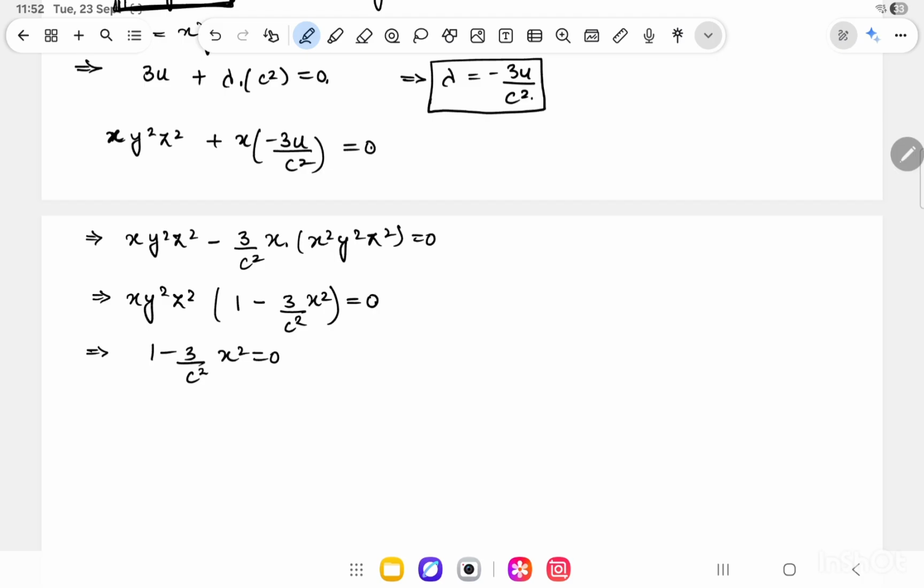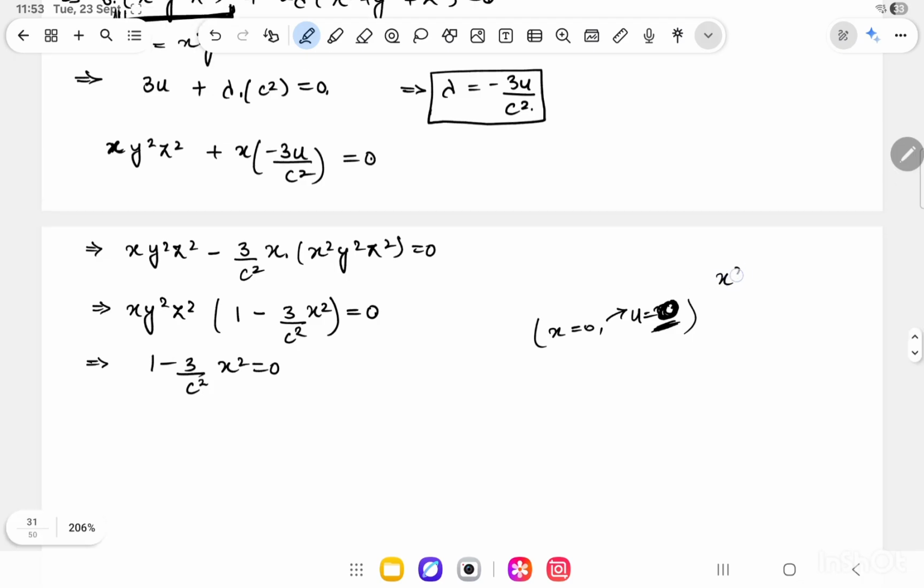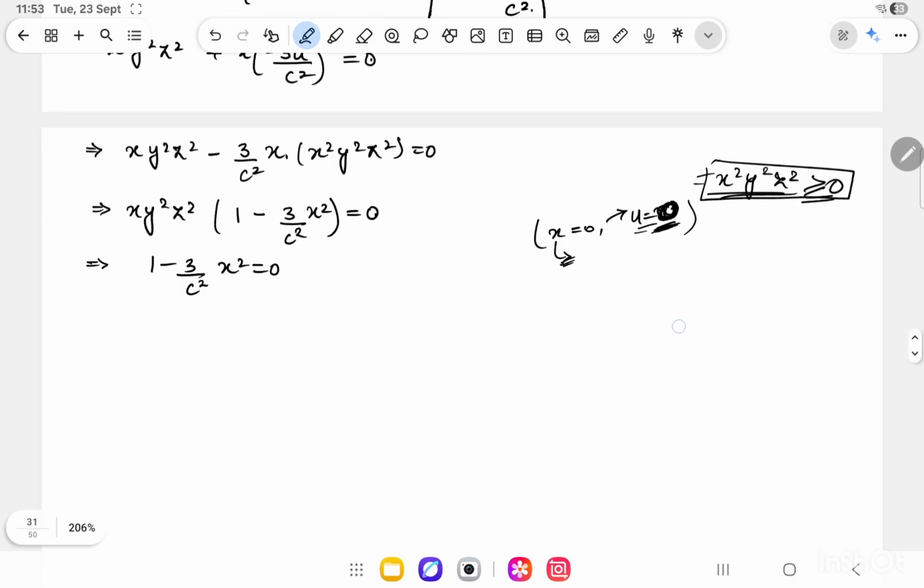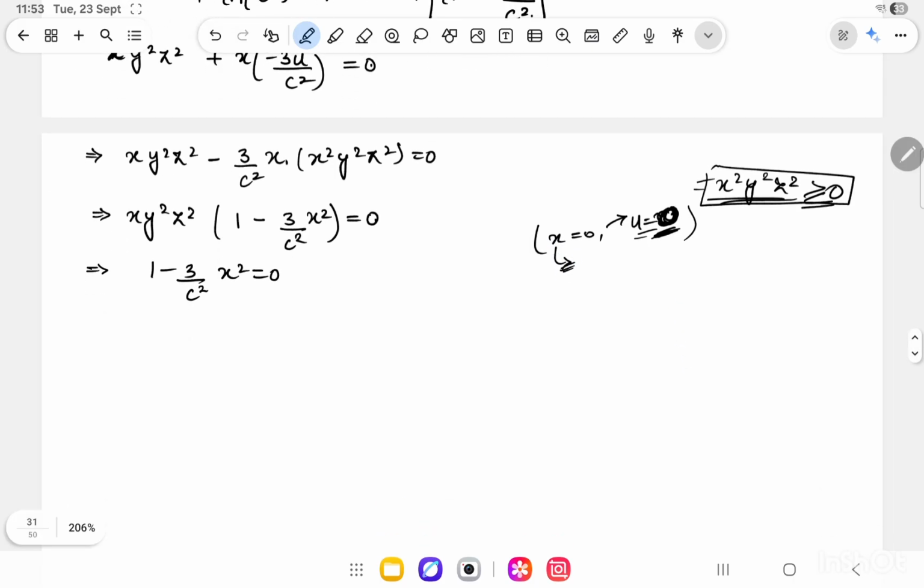So we can easily eliminate these points, like where x equals 0, because that will basically give the value of u as 0 only, and we're supposed to maximize that. 0 is the minimum possible value that you can attain, because x square, y square, z square is always greater than 0. Because of that, we can get rid of these conditions, that is x equals 0, y equals 0, and z equals 0.